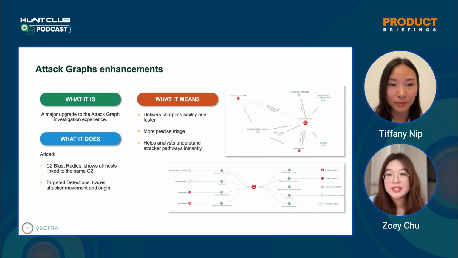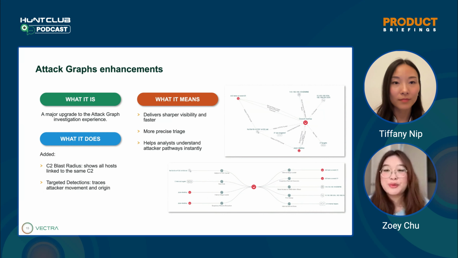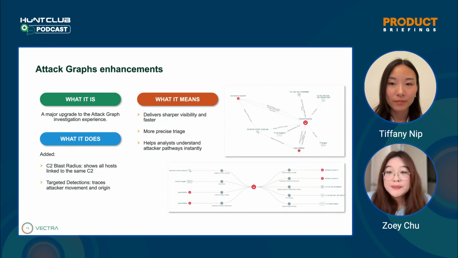So we have this amazing feature called attack graphs, and what we have done with that is added two new features to it, which is C2 blast radius. What that does is it shows all the hosts linked to that same C2. So you can actually see the entire breadth of the attack, really visualizing it and giving you that information within seconds, minutes if you wanted to dig a little bit deeper. That's really important, because sometimes, if we just focus on one C2 or one host, it doesn't show the whole picture of the modern attack.